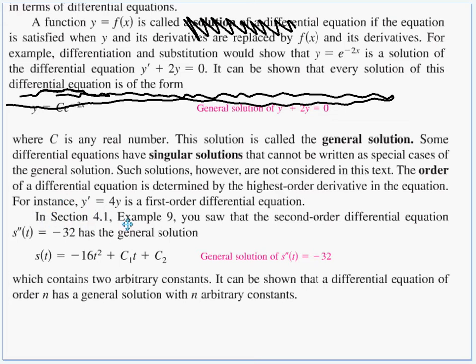Back in Chapter 4, Section 1, Example 9, we saw a second order differential equation. The second derivative, s double prime of t equals negative 32, had this general solution. Remember, this here would be the acceleration. We would antiderive that to velocity, and then we would antiderive velocity to get back to position. So here's s of t, our position function: negative 16t squared plus c sub 1, that's our first constant, times t, plus c sub 2. It can be shown that a differential equation of order n has a general solution with n arbitrary constants.